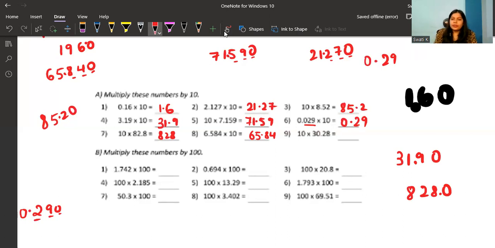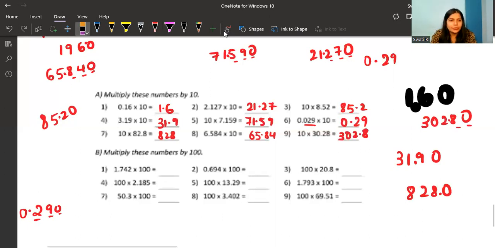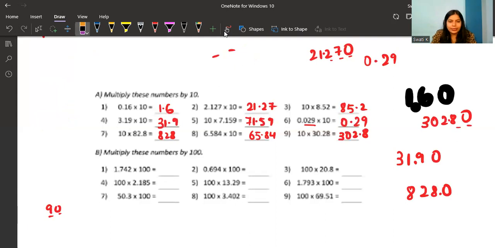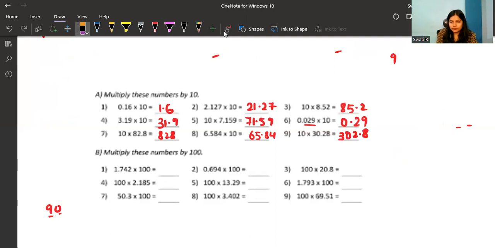10 into 30.28, so that is going to be 30280 and then 2 digits after decimal. So 1, 2, so the answer is 302.8. Okay, I think you have understood all this. Now let's go to the 100, okay, because the next you can see is in the 100. So for that, let me just erase these few so that I can do the calculation here. If you have understood for 10, then it is very easy for 100, very easy for 1000, same thing, right?